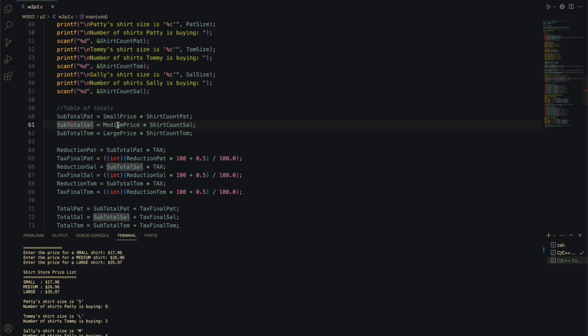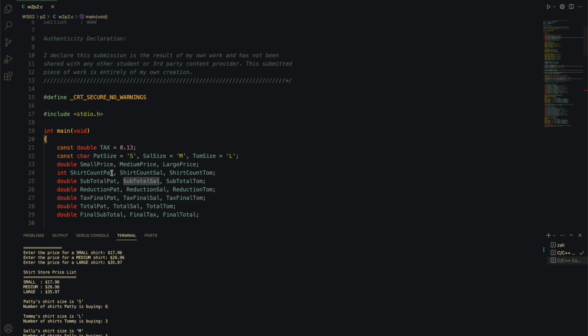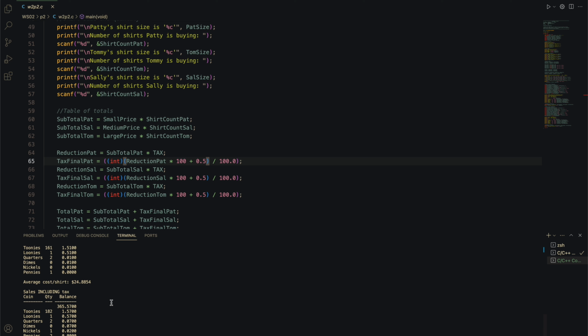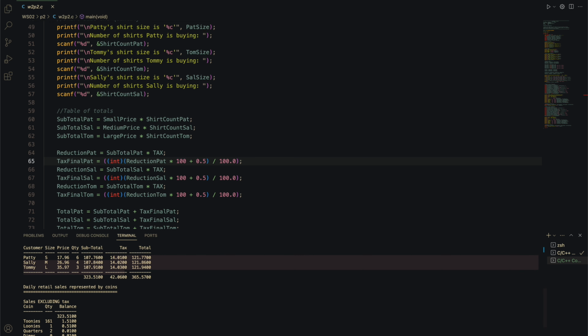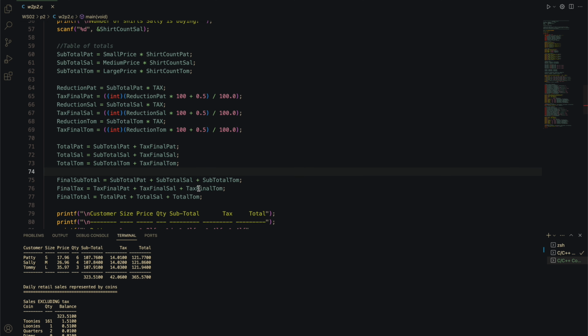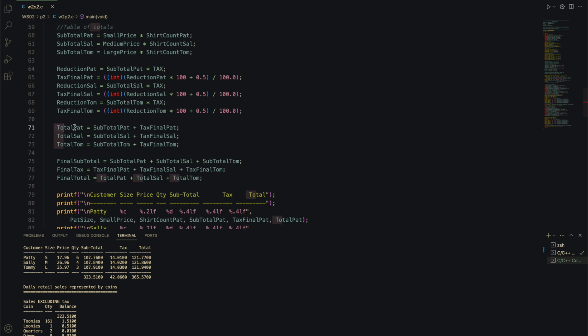Now we're grabbing this container and we are multiplying it by the tax, which was 0.13. So we are only calculating the tax separately, right? So as an example right here, we're calculating this part right here, $14. That's what these three are. So these, reduction Pat, reduction Sal, reduction Tom, all equal to these three. Making sense? Cool.